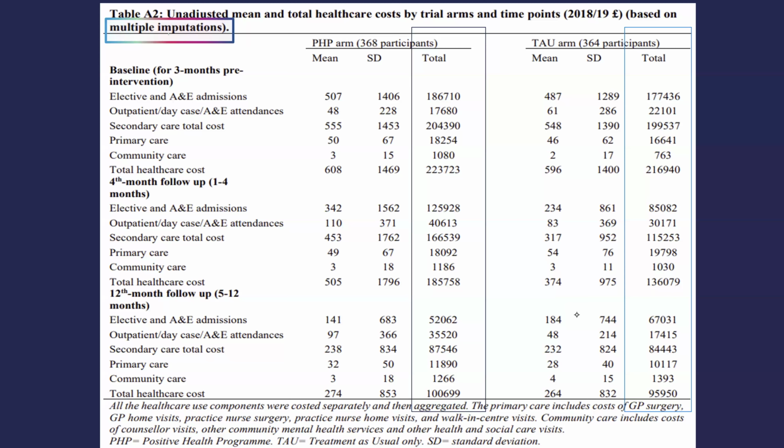So some data were missing. They had done multiple imputation. This is the total healthcare cost and unadjusted mean. If you look at the 12 months follow up, it was around 1 lakh in this intervention group compared to the other group. So this is how they assess the cost.